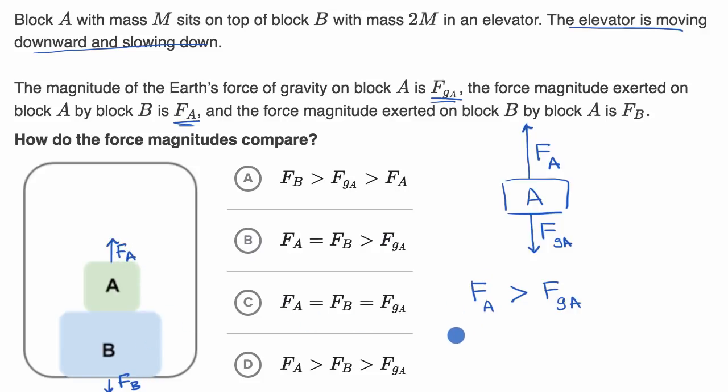So another way to think about it is F sub A is equal to F sub B by Newton's third law. And since we know that the whole system is accelerating upwards, it's moving downwards, but it's slowing down, we know that this thing is going to be greater than the force of gravity on A. And we see that that is choice B, and we're done.